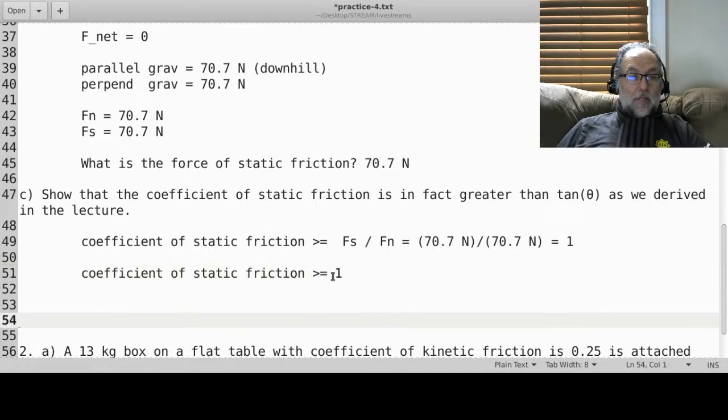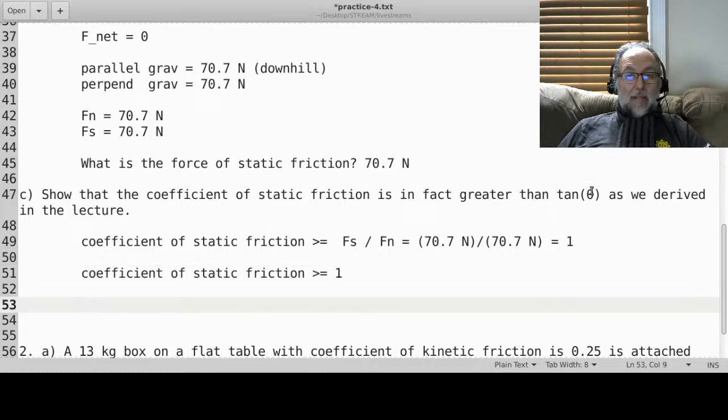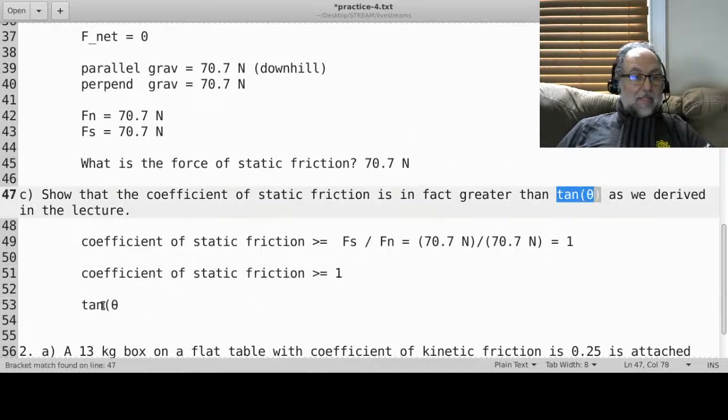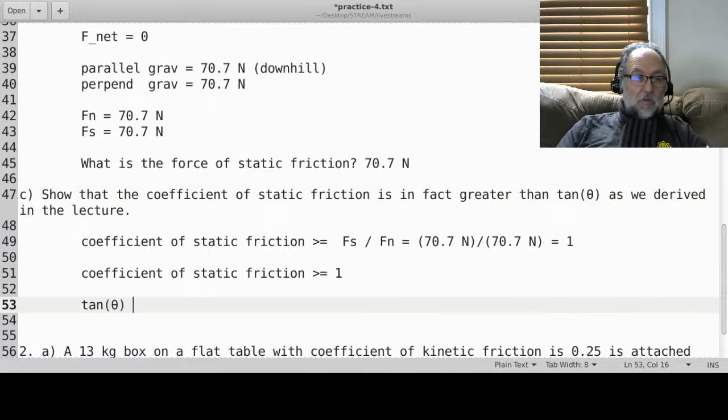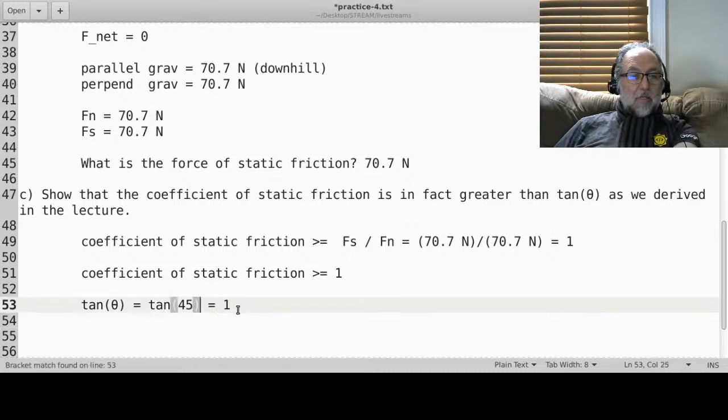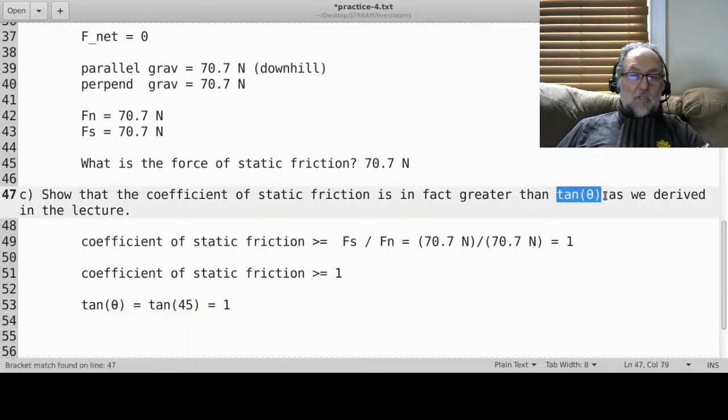Now this number 1 here, like I said, I proved that it's actually equal to 1. And so if you do the tangent of 45 degrees and you plug that into your calculator, sure enough, it turns out to be 1. So this is not new. You can certainly make use of tangent of theta for the coefficient of static friction on an inclined plane. With a single box, you can make use of that formula. But this example does illustrate that. So that completes our first example.